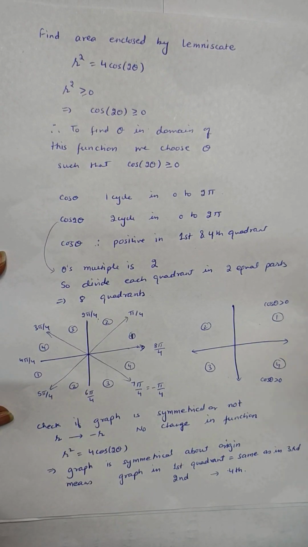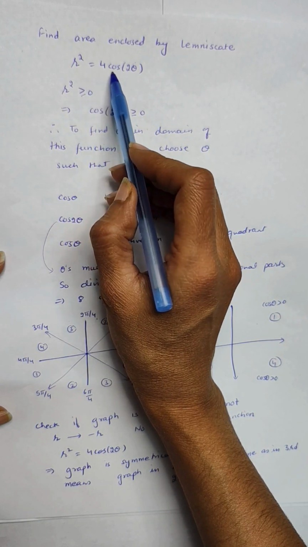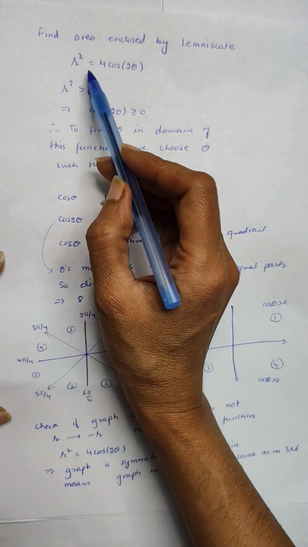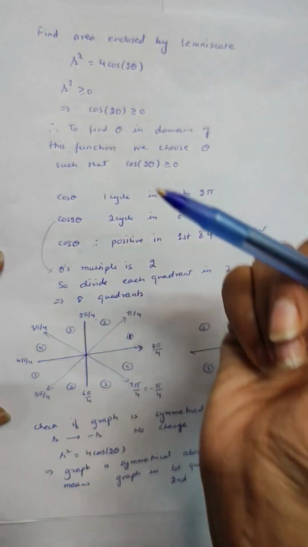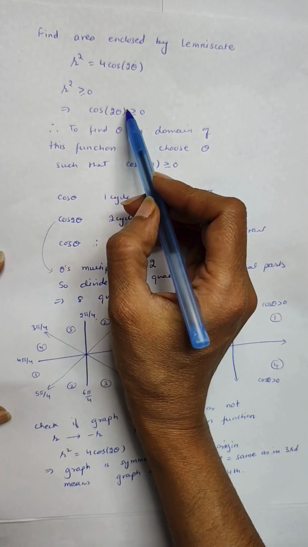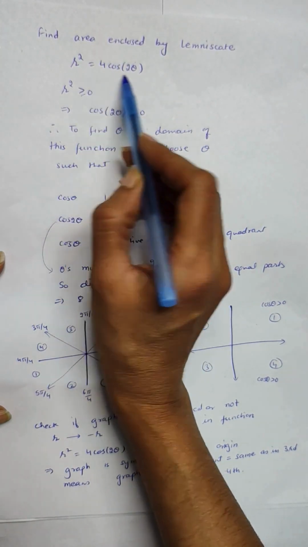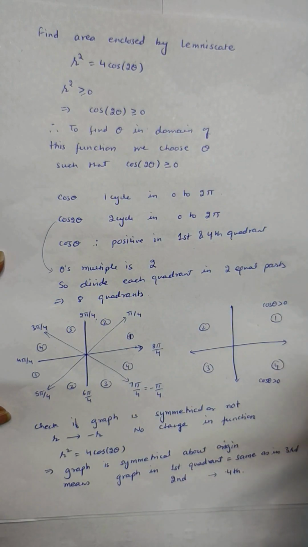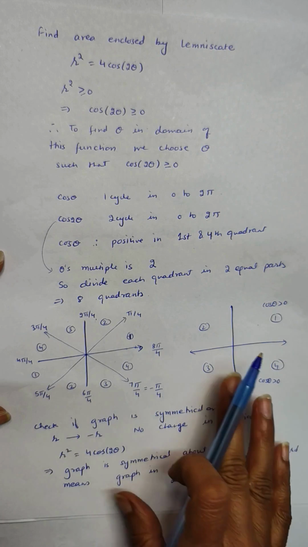We want to find the area enclosed by this lemniscate whose equation is r squared equals 4 cos 2 theta. Now the left hand side of this equation is always non-negative because it's r squared. So if we want to draw a graph of this function, we must choose those theta in the domain for which cos 2 theta is always non-negative, so that this equation is valid. So how do we find theta such that cos 2 theta is always non-negative?